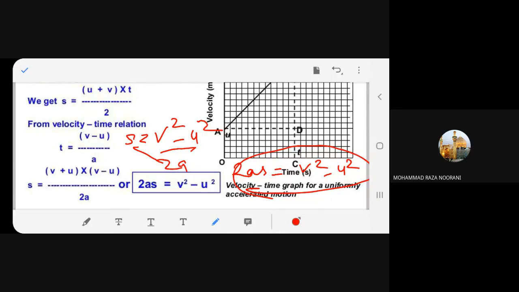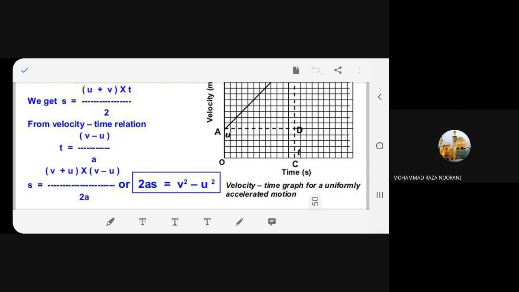Tell me if you have any problems still. Hello? Did you understand all the formulae of the motions? V is equal to U plus AT, S is equal to UT plus half AT square, and 2AS is equal to V square minus U square. How we have derived, how we have come to conclusion, how we have solved it, have you understood?